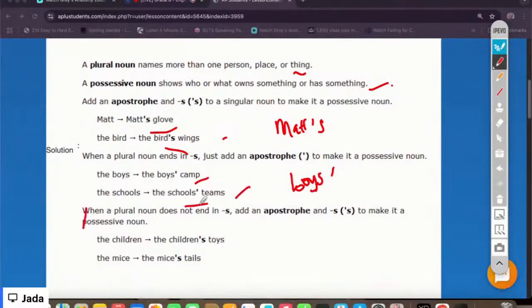And then when a plural noun does not end with s, you have to add apostrophe and s to make it a possessive noun. So we have some plurals that don't end with s. So that's what you do. So just like men's game. So men is already plural, but it doesn't end with s. So you put apostrophe and s. The children's toys and the mice's tails.